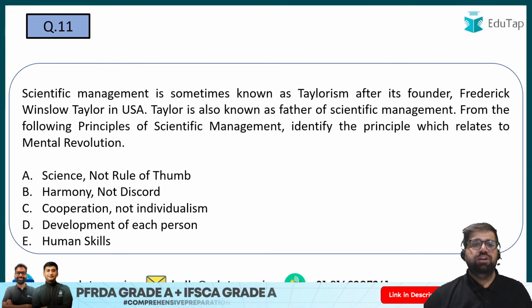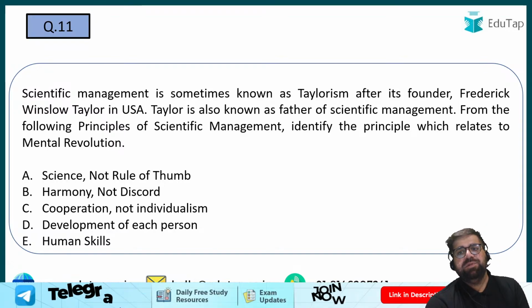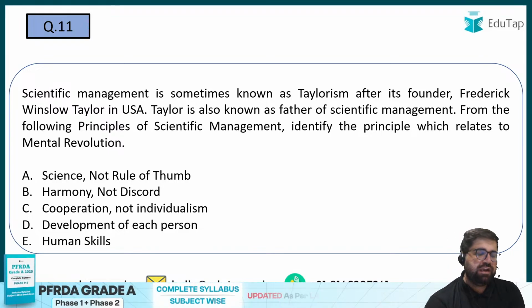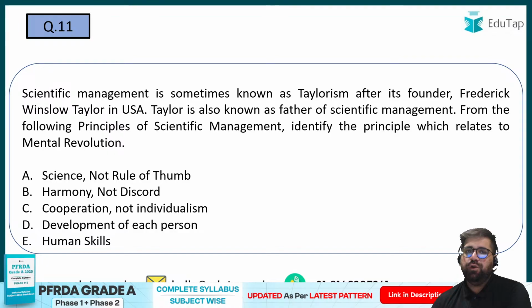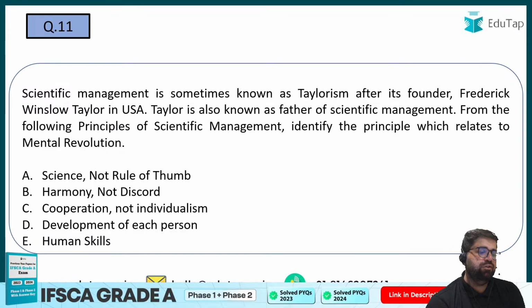Moving forward to question number 11. Question number 11 says what? Scientific management is sometimes known as Taylorism after its founder, Frederick Wilson Taylor. Taylor is also known as the father of scientific management. From the following principles of scientific management, identify the principle which relates to mental revolution.